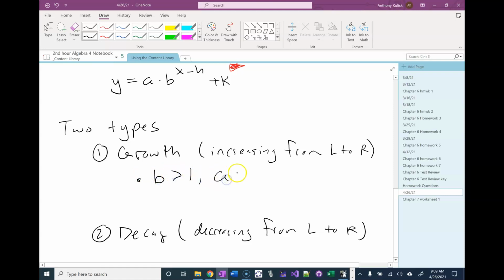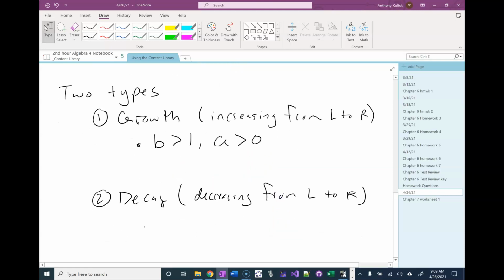So the criteria here is exponential growth is where the b is greater than 0 and the a is positive. And exponential decay is where the b is between 0 and 1 and the a is positive. So like an exponential growth where the b is greater than 1 and the a is greater than 0 is going to look like this. Now if we reflected that across the x-axis, that would be decreasing as we move from left to right. So that would be a decay thing.